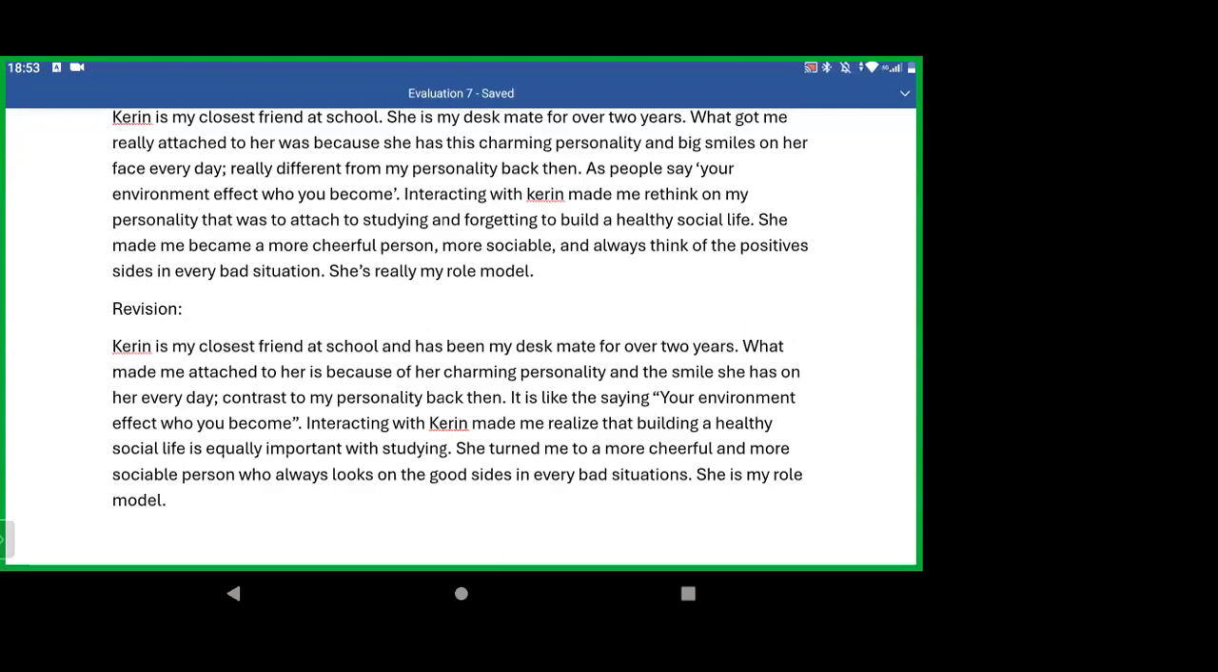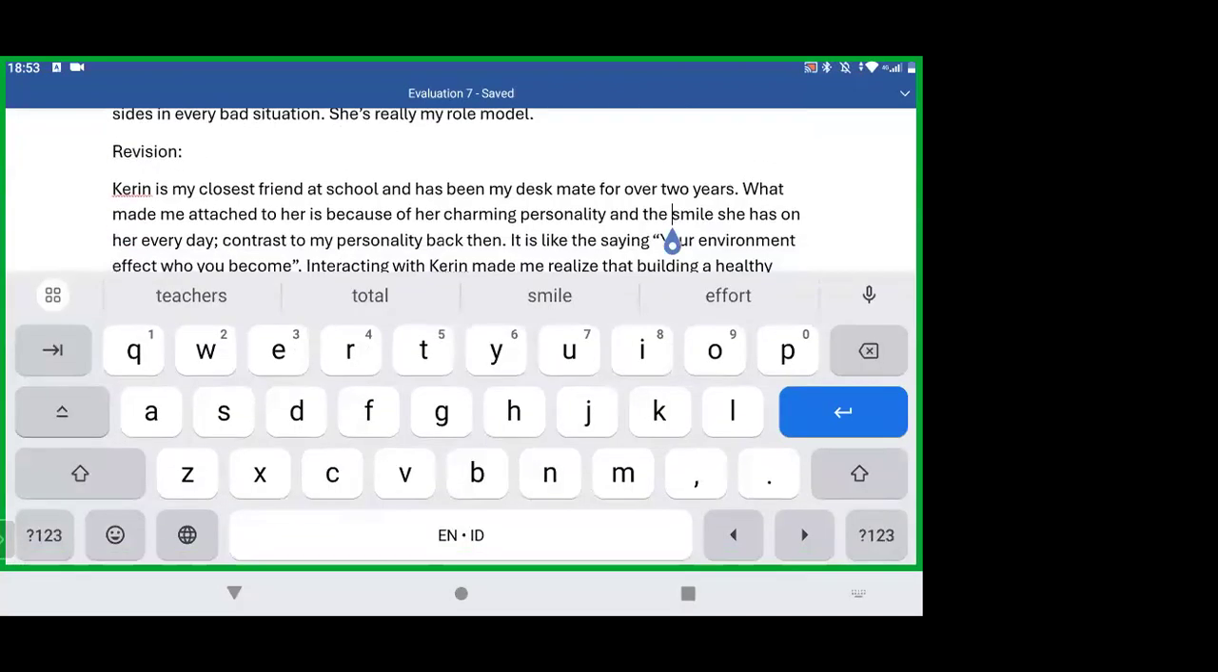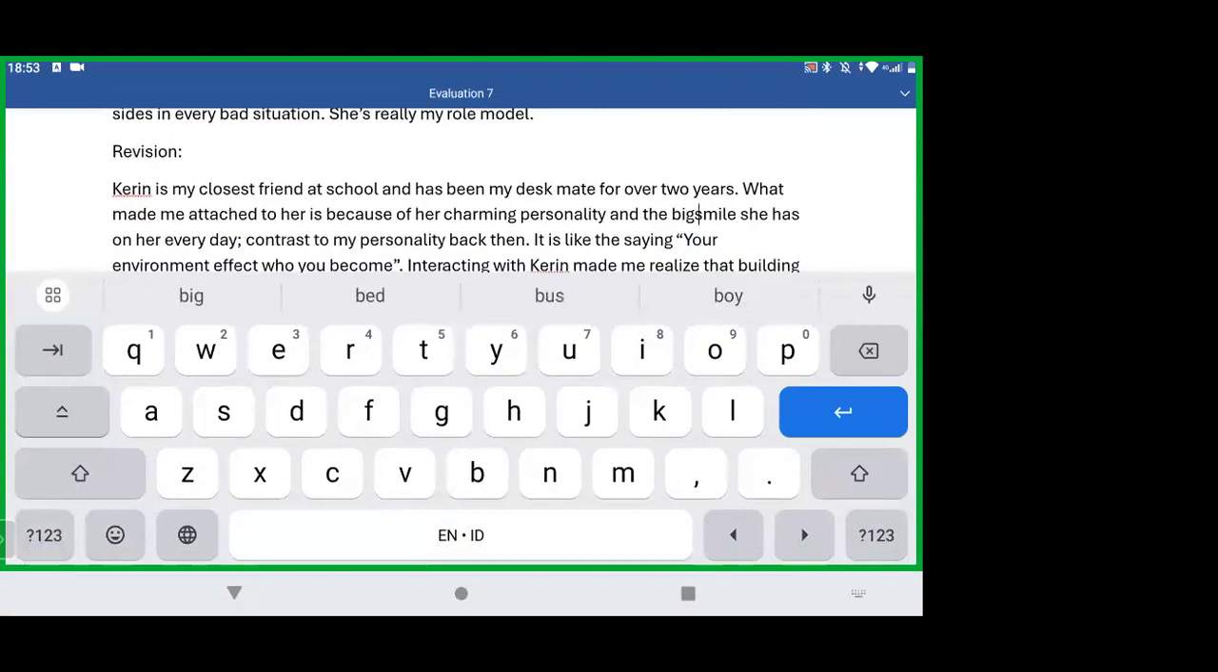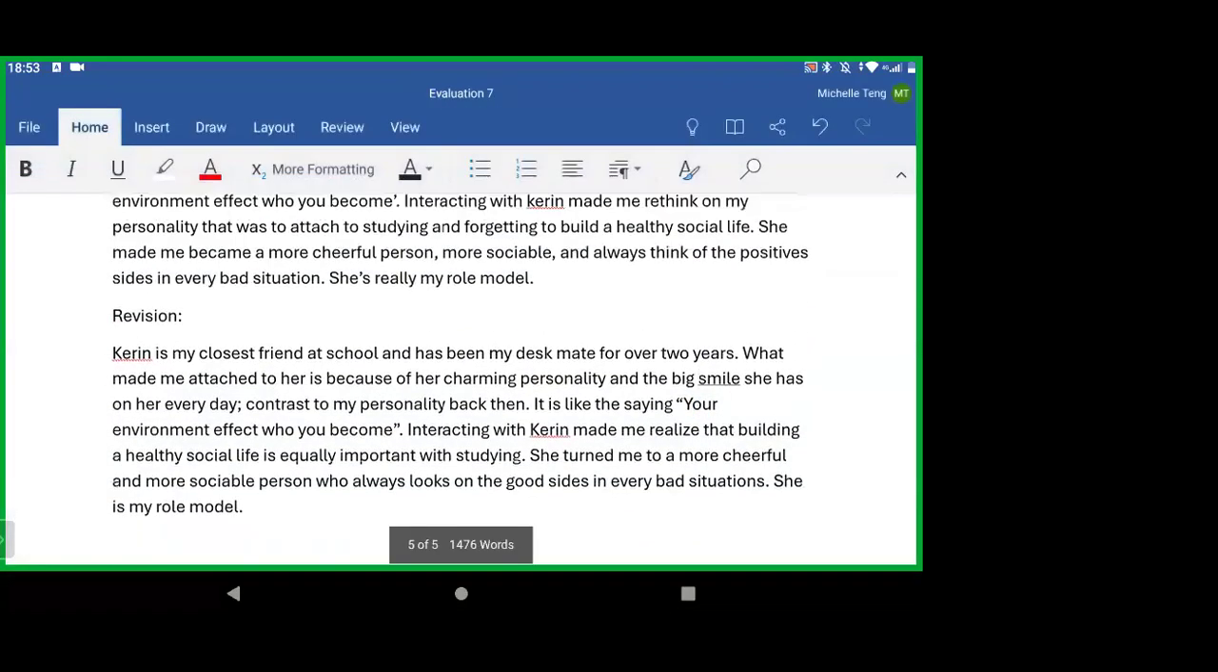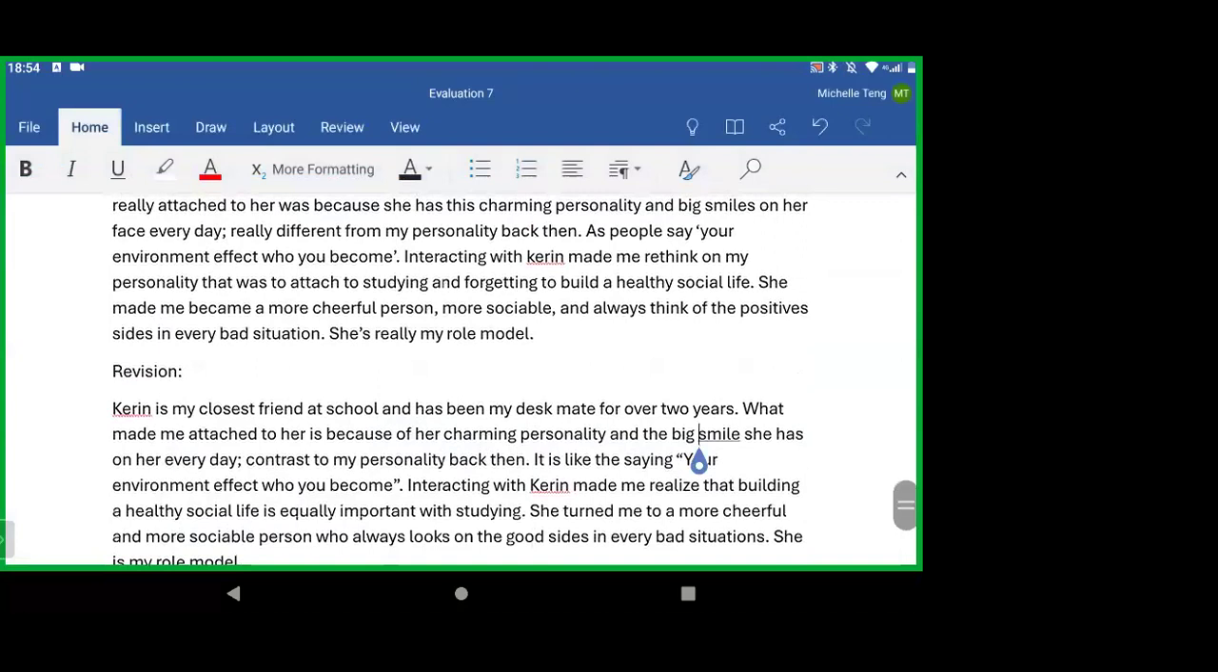It's because of her charming personality and the smile she has on her every day. So actually, I can add here "and the big smile." There we go, so it matches the original sentence. And the big smile she has on her every day. Why did I change this to a singular? Because we are trying to emphasize that she has a big smile, so not big smiles. She has only one smile on her. So that's why I'm saying "big smile she has on her every day."